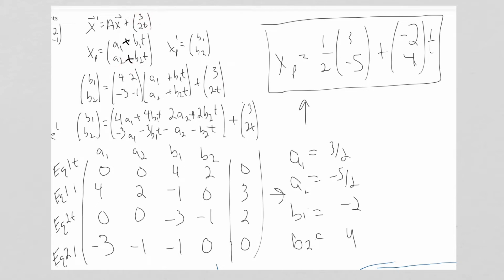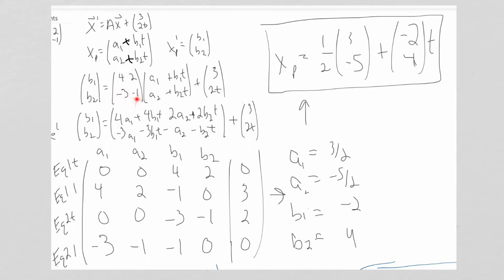From there, I have to do some matrix multiplication. I go across and down. This looks a little weird because this here looks like a square matrix, but it's not. It's a column vector, and the top entry is a1 plus b1t. So I go 4 times the top row, 4a1 plus 4b1t, plus 2 times the bottom row, 2a2 plus 2b2t. That is the top times this, right?